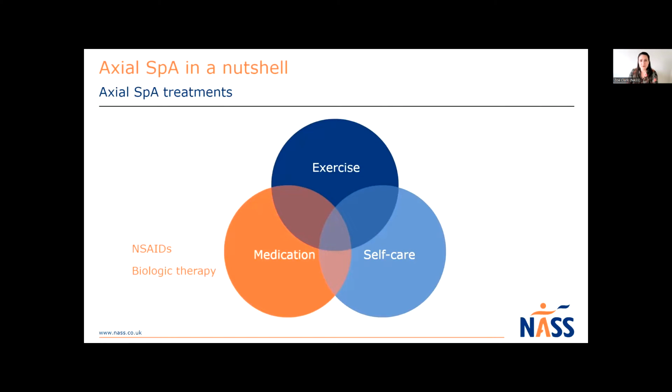Biologic therapies are prescribed by rheumatologists and can be helpful if someone either doesn't feel the benefit from NSAIDs or they're experiencing side effects. Biologics aim to stop the body from producing the inflammation in the first place, and we have a free guide to biologic therapy available on the website.